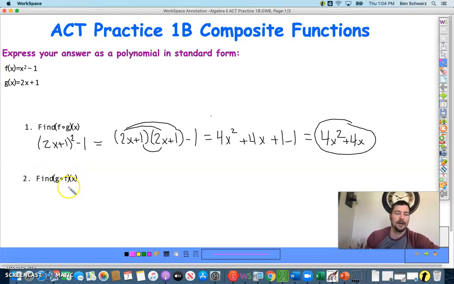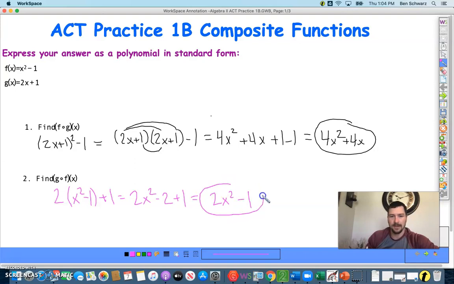Okay, now when it's written like this, g composite f, or as kids like to say, find gof of x, it's just the other way around. So now we're going to take f and plug it into g. So we take g, so there's a 2 there. And then, instead of x, we're going to plug in x squared minus 1, and then finish it out with the plus 1. So simplifying that, distribute the 2. So we'd have 2x squared minus 2, and then plus the 1. So our answer is 2x squared minus 1.